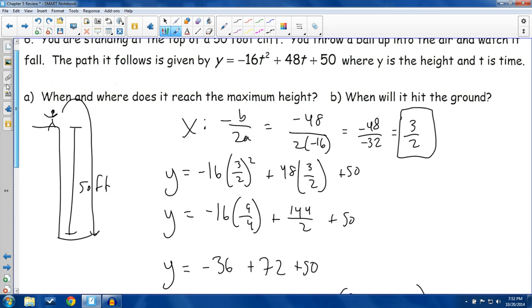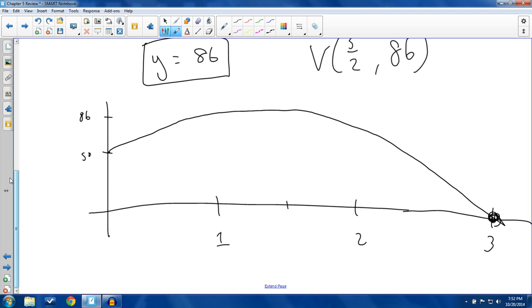It's probably the next answer. When will it hit the ground? Oh, I'm sorry. 3 won't be its answer. That was stupid of me. It crosses through. Okay, when will it hit the ground here? And the answer is not 3. When will it hit the ground?